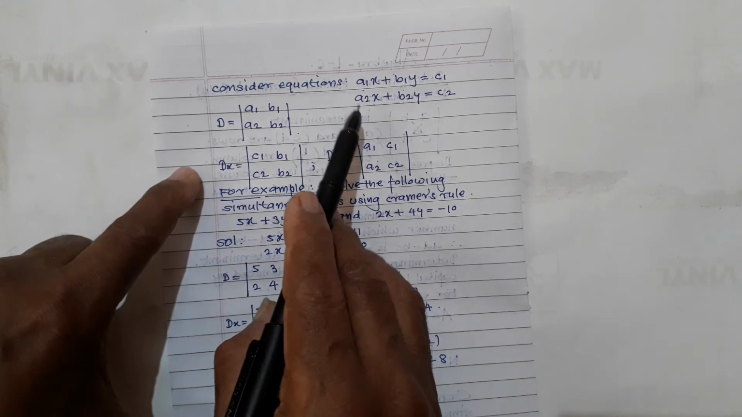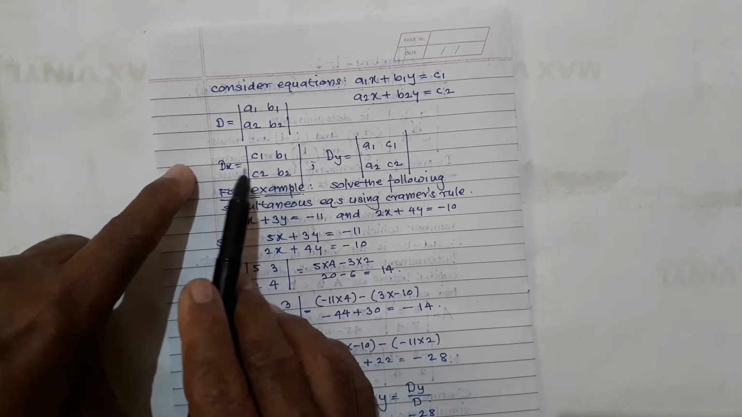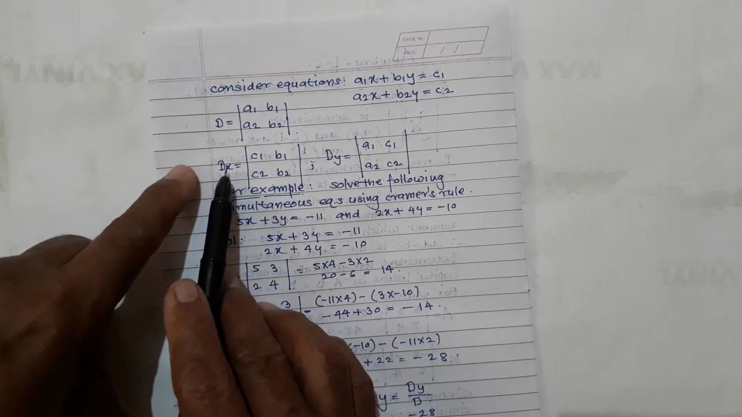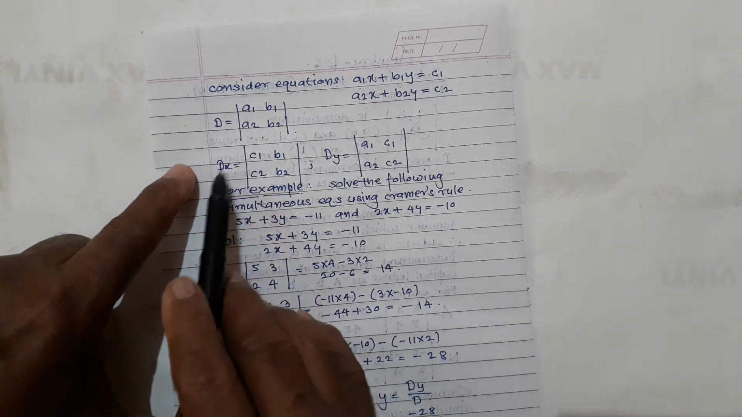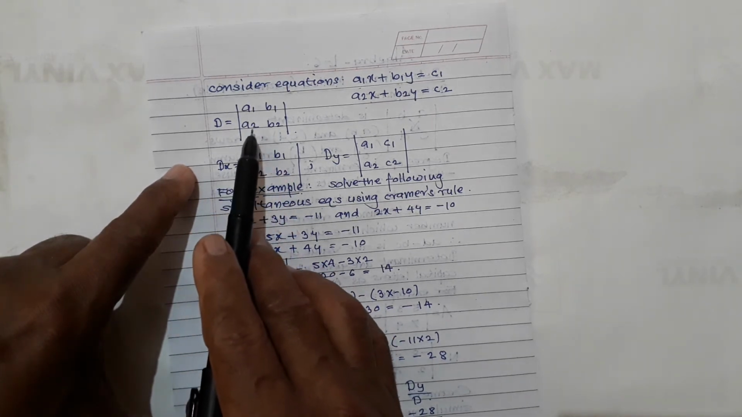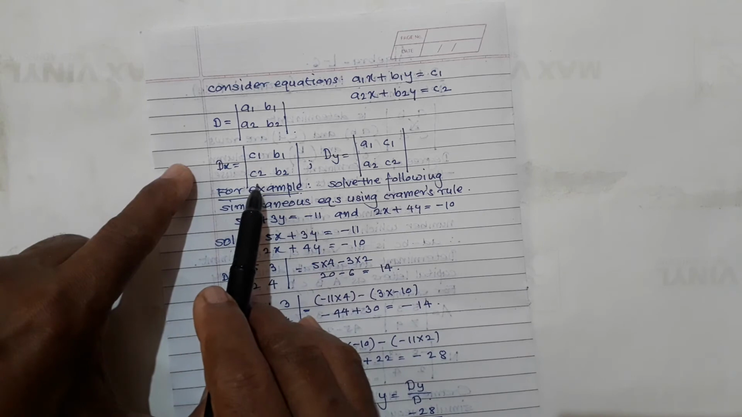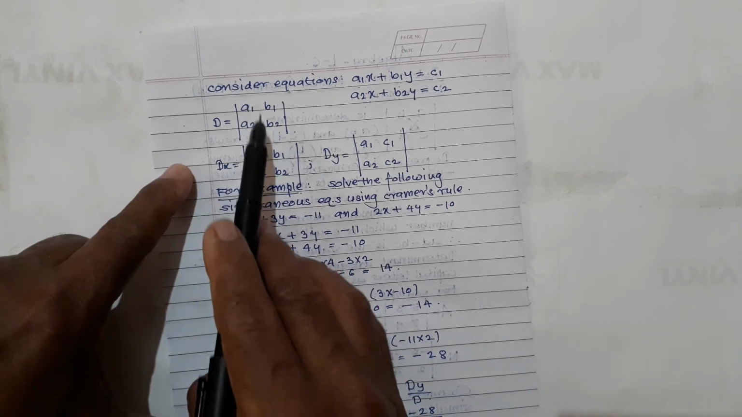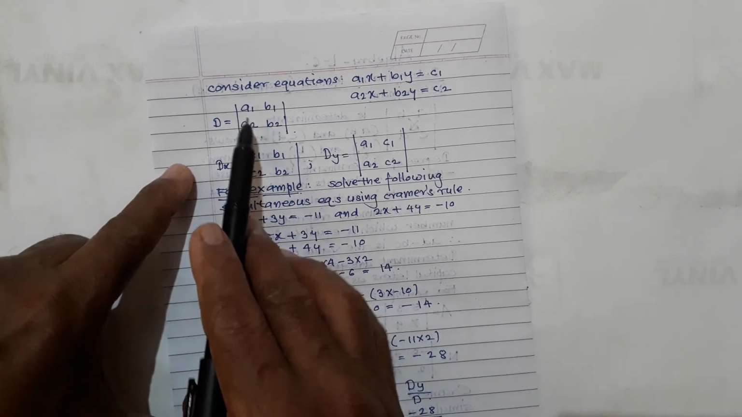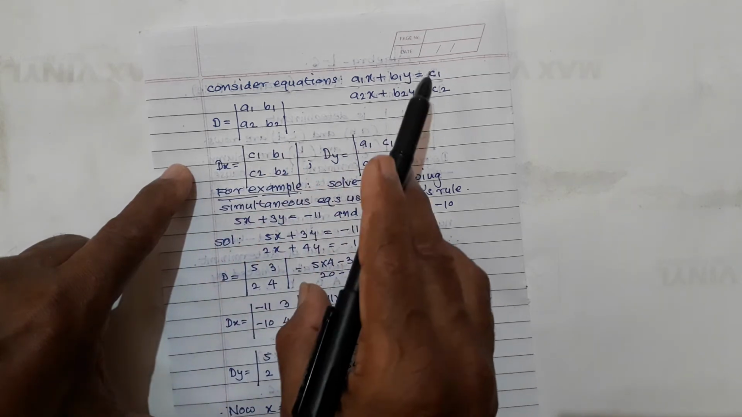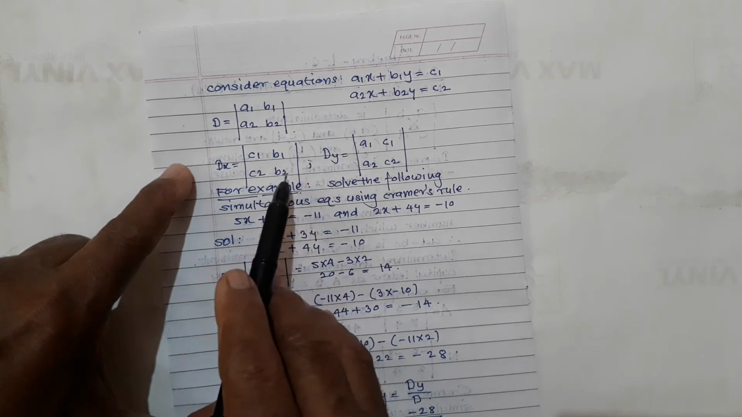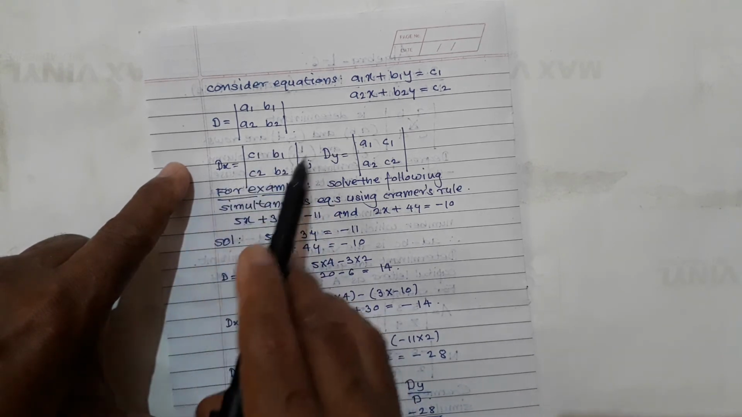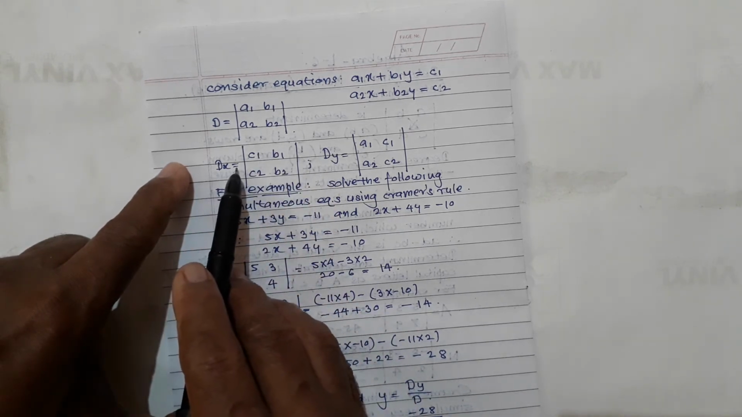get D. Now to find Dx, you concentrate on x. So in this case you replace the coefficients of x by the constant terms. a1 and a2 are the coefficients of x, replace those by the constants c1 c2, and b1 b2 you write down as it is. Find the value of this, which gives you Dx.